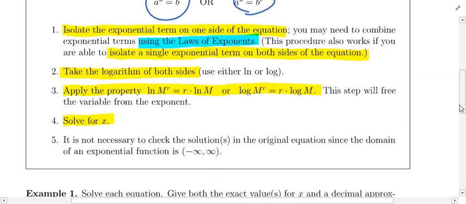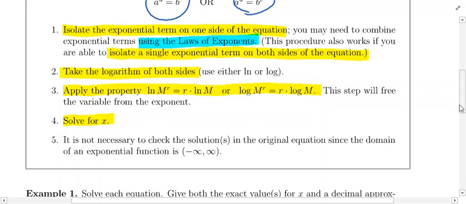Usually when you're solving equations, the great thing about solving equations is you can check yourself. You take your solution, you plug it back into the original equation, and make sure the equation holds true for that number that you got as your solution. In step 5 here, it says it's not necessary to check your solutions in the original equation. It's always a good idea to check yourself, but it's not necessary.